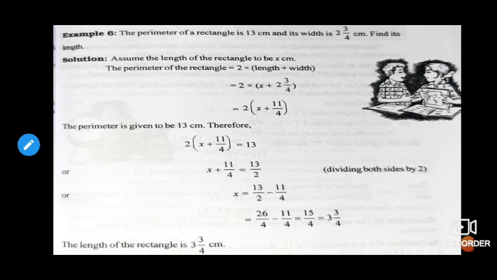If we will take the rectangle, what is the perimeter formula? 2 into length plus width. Here they given width and perimeter and we don't know about the length. So the unknown, we'll just take it as a first variable.